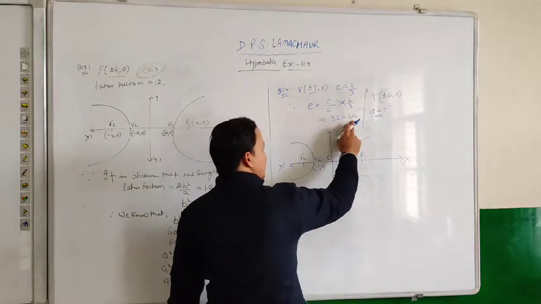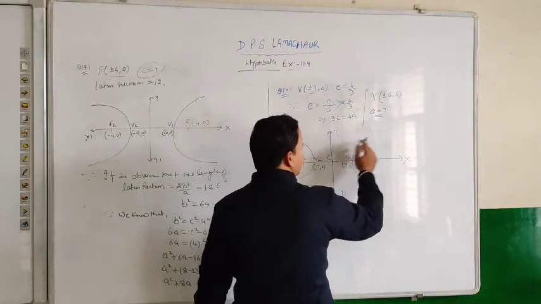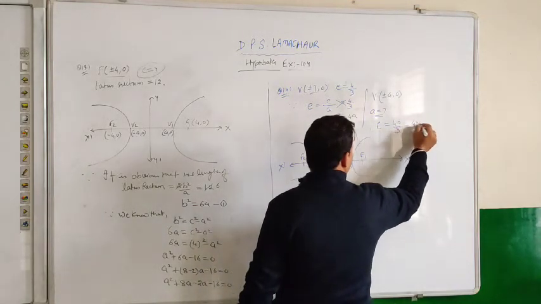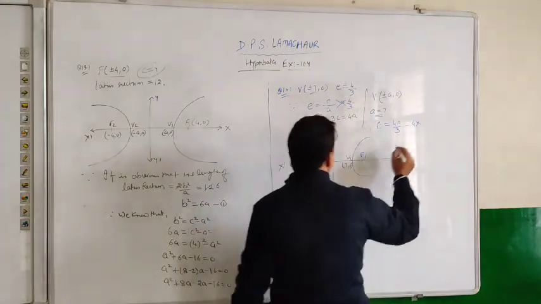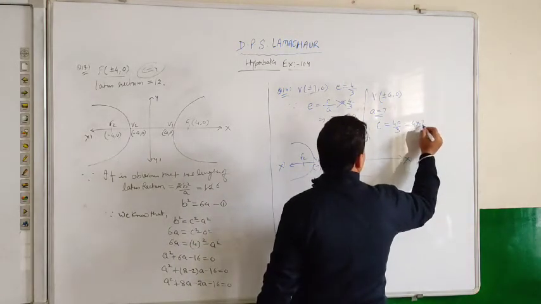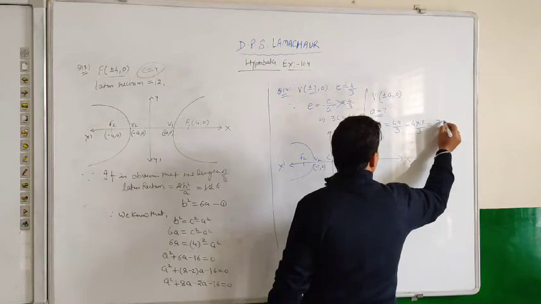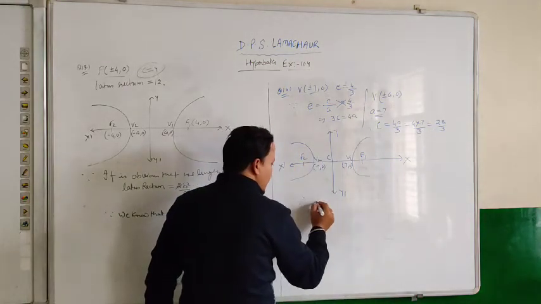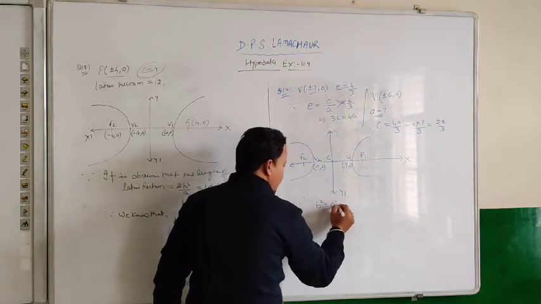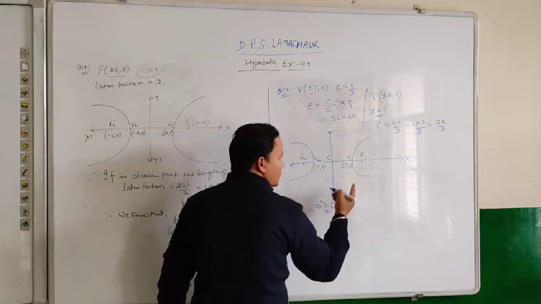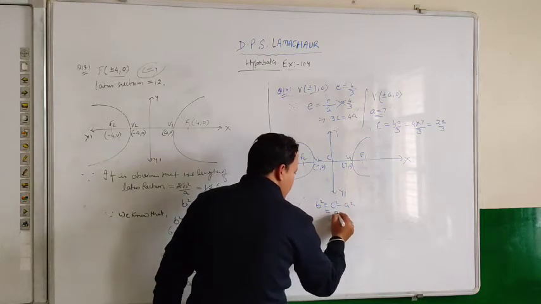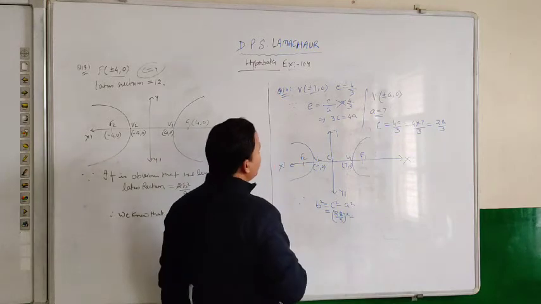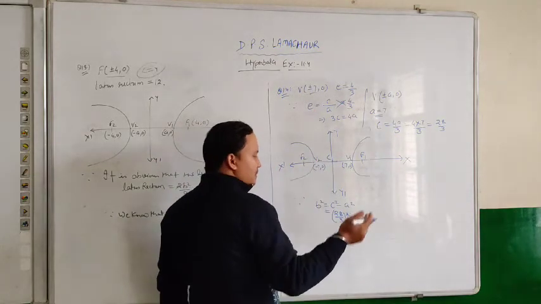On putting the value of a as 7 here, we get the value of c. The value of c is 4a upon 3, that is 4 into the value of a, which is 7, so 4 into 7 upon 3 will be 28 upon 3. Now see, the relation between a, b and c is b square is equal to c square minus a square. The value of c is 28 upon 3, so c square minus a square. What is the value of a? a is 7, so a square will be 49.